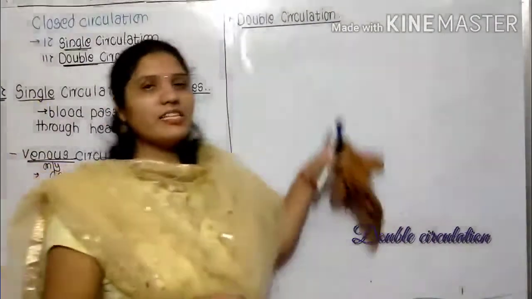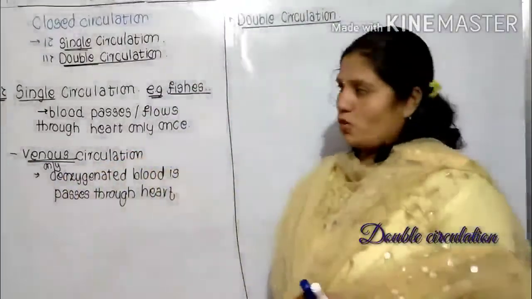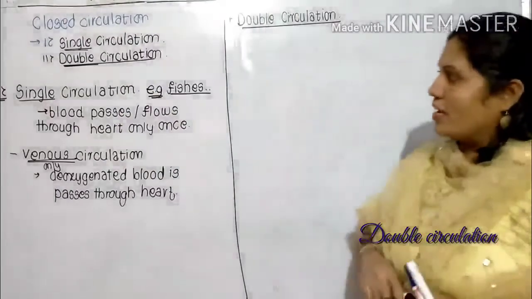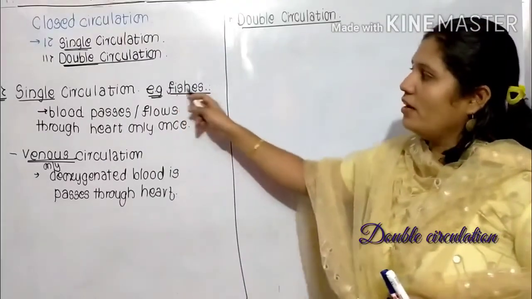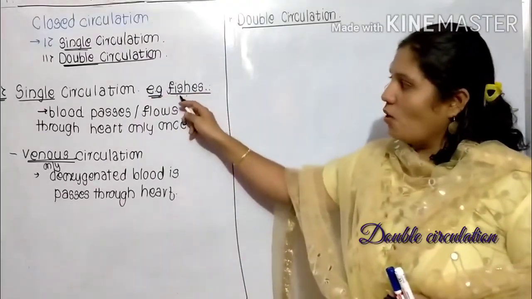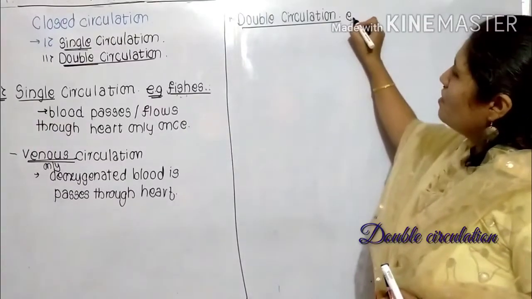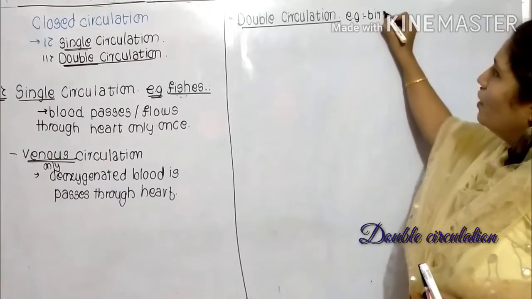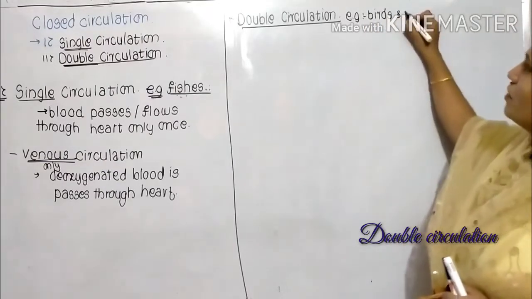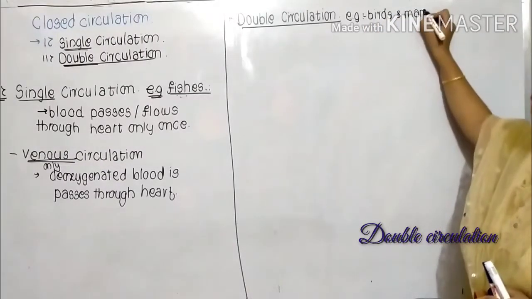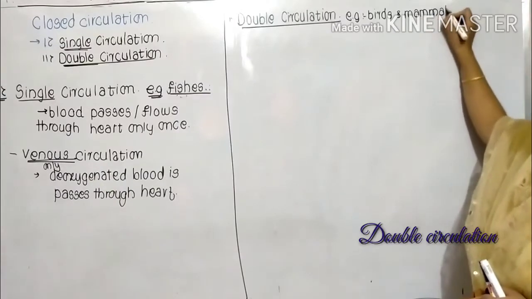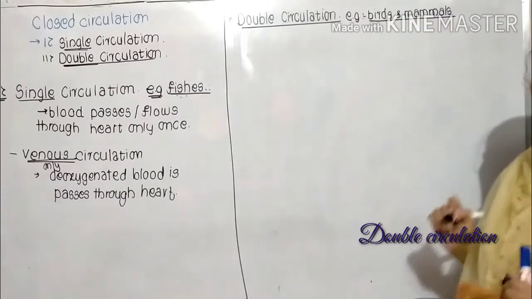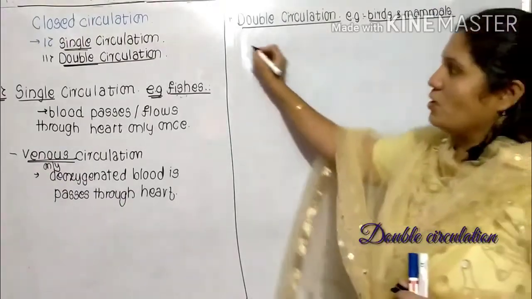Now the next topic is double circulation. We have already studied single circulation, which occurs in fishes. Double circulation occurs in human beings, birds and mammals. Now what is the meaning of double circulation?